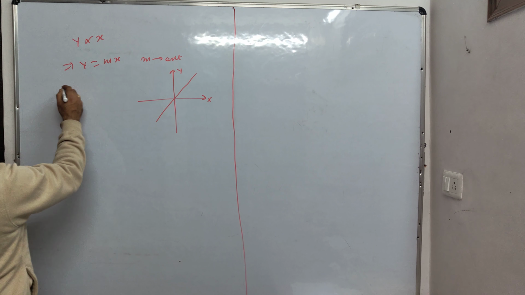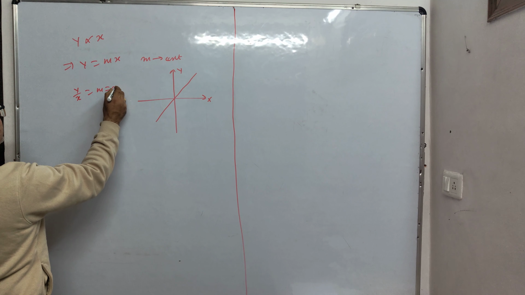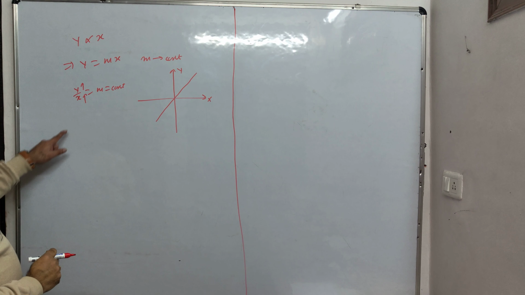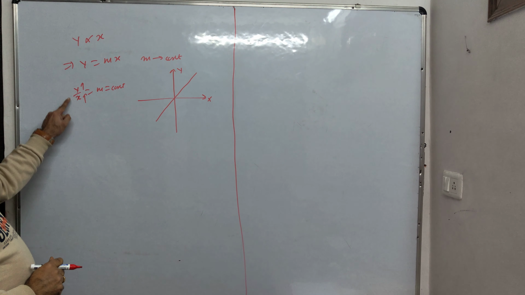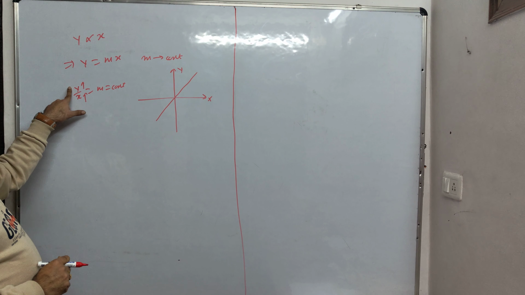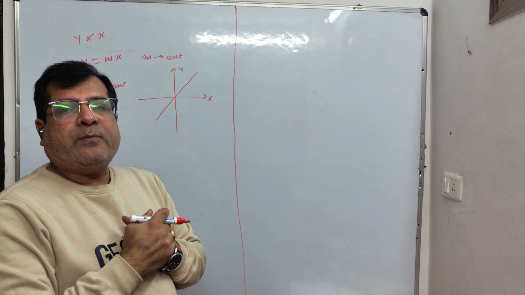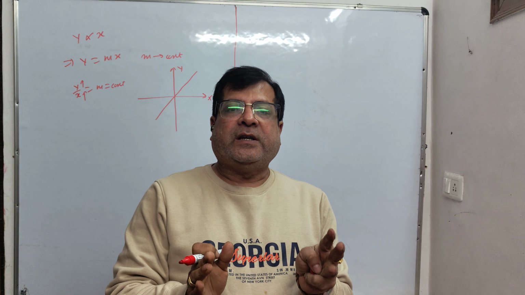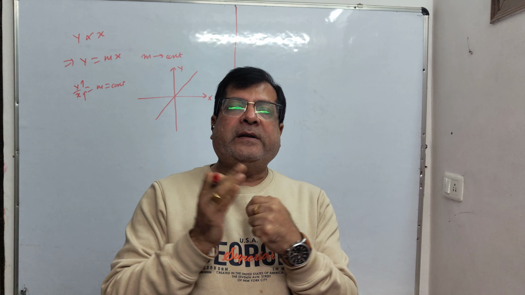For example, y by x is equal to m. This will be constant. If this increases, this will also increase. If this increases 2 times, it is also increasing by 2 times, then there is no problem. This ratio remains constant. But if this increases 4 times and this increases 2 times, then this ratio is not constant, and then it is not directly proportional. So for directly proportional, the ratio should be constant. If one increases 2 times, the other should also increase by 2 times.